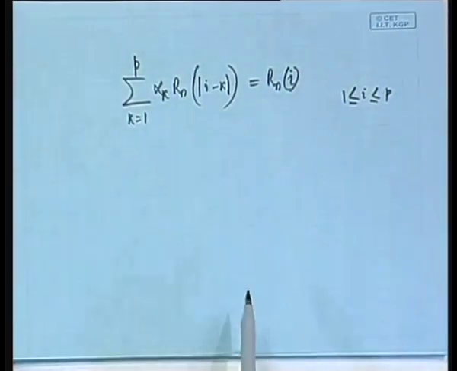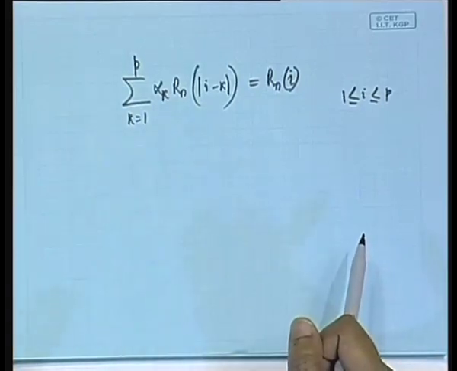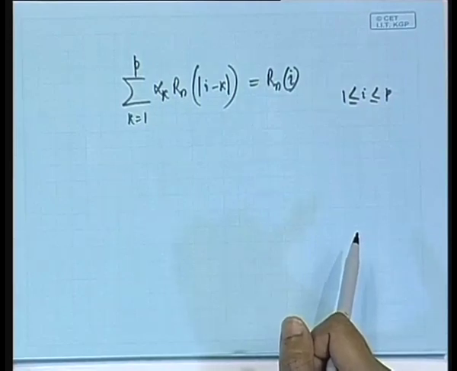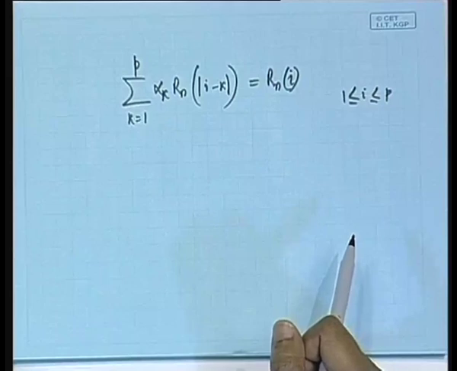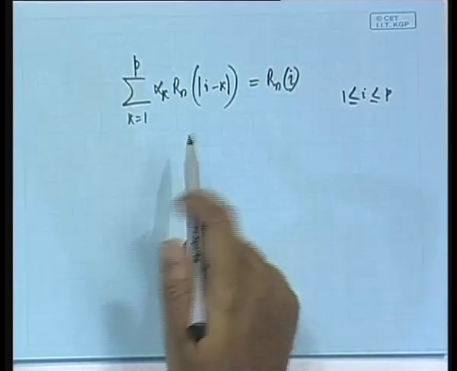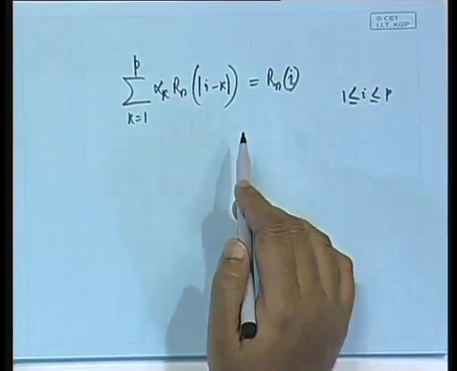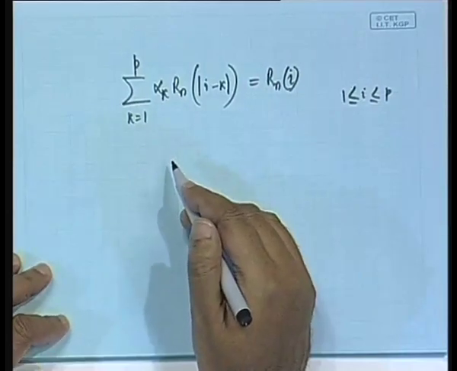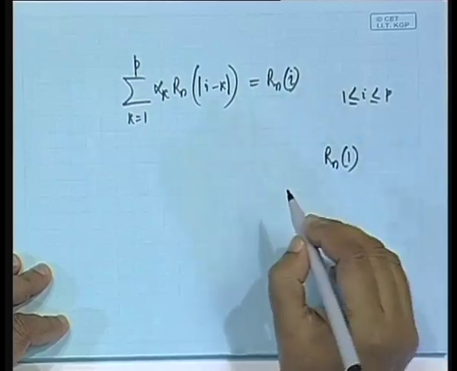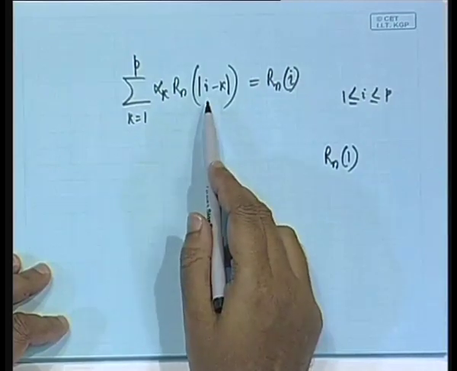Now to solve this equation, let us break it up. Let us take a particular i, say i is equal to 1, and now we write down the summation term. If we are going to write down for R_n(1), we just have to substitute i equal to 1 over here.